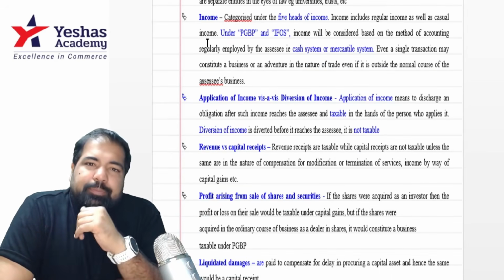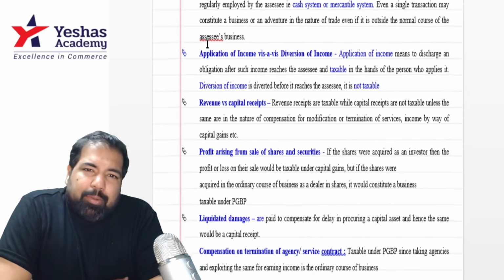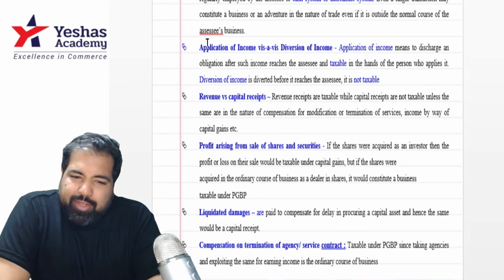There are 5 heads of income. We'll of course tackle all of them. Next, PGBP, IFOS, and capital gain are the main ones. IFHP and salary at CA final level are not really very important.